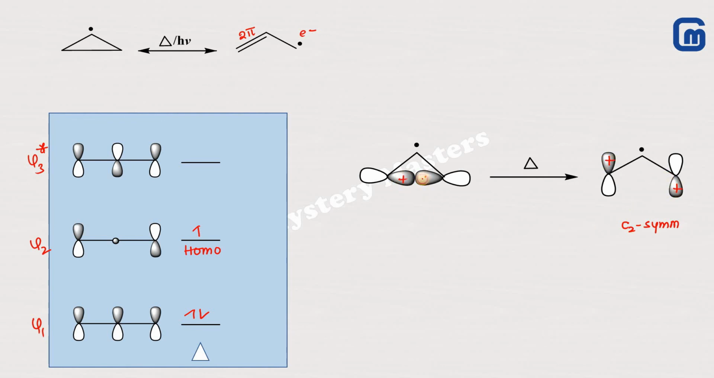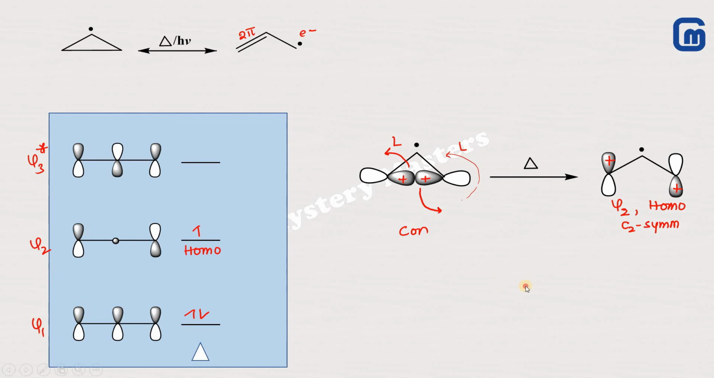Now I have to move these two orbitals, and how can they be moved? They can be moved in such a way. One is moved on the left side, and the other one is also moved on the left side. So overall we can say that the rotation is of conrotatory type, so that we will get the arrangement of psi 2 molecular orbital, which is HOMO for the allyl radical system in thermal condition.